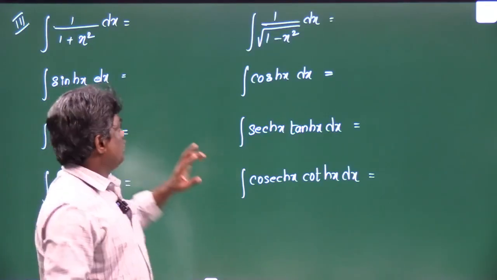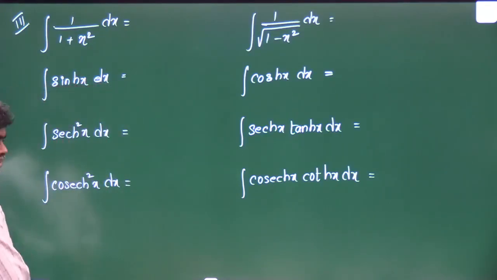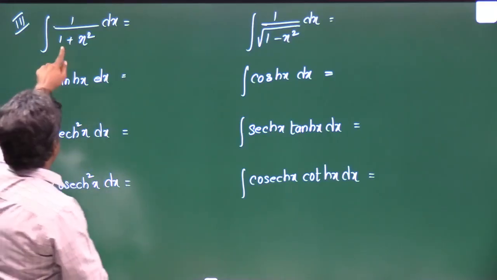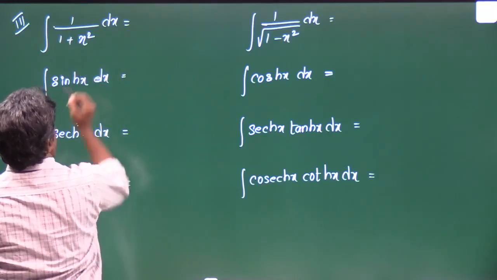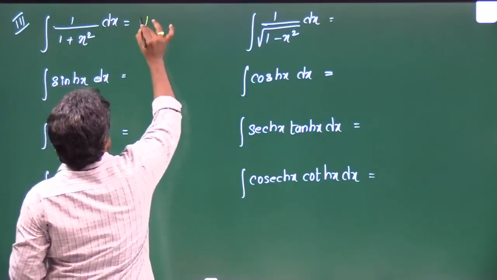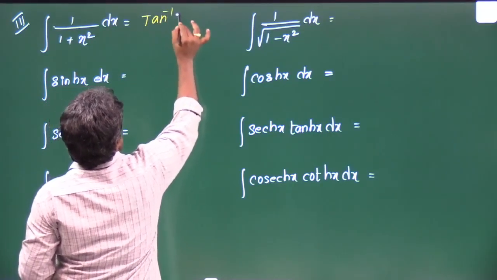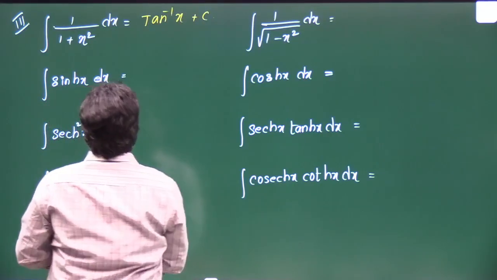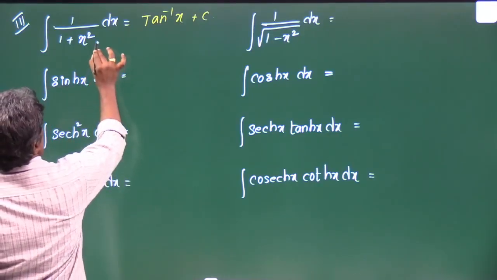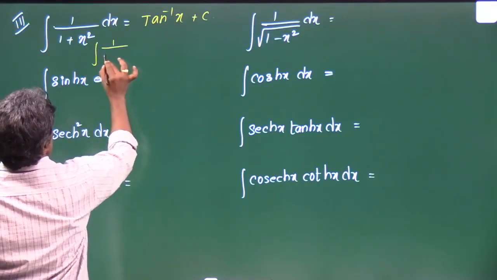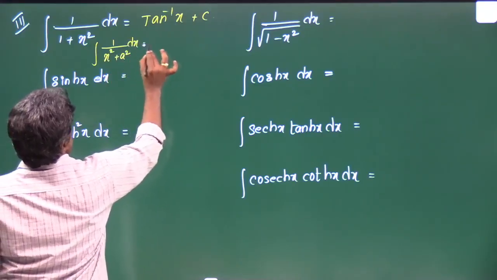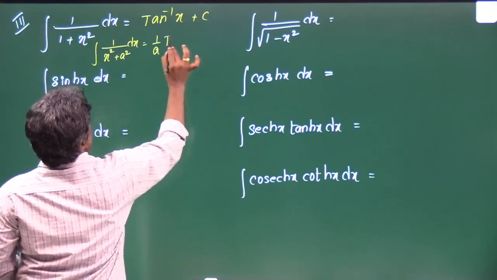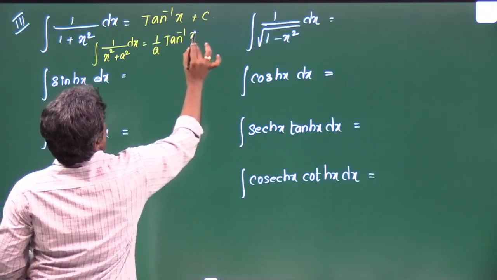Next, let us see these standard integrals. Integral 1 by 1 plus x square, or x square plus 1, this is nothing but tan inverse x plus c. Sometimes if you have integral 1 by x square plus a square, then this is 1 by a tan inverse x by a.